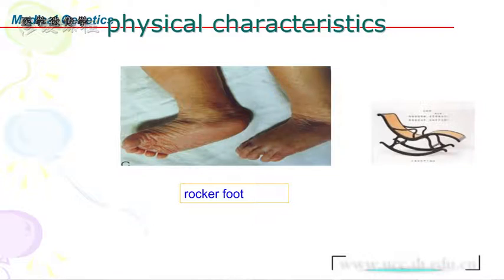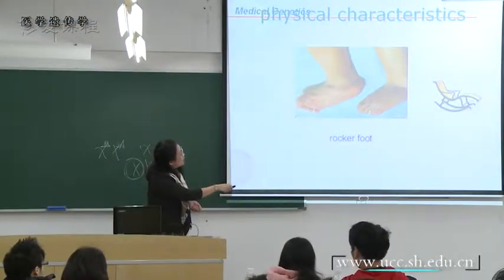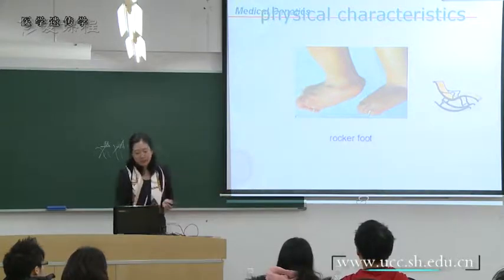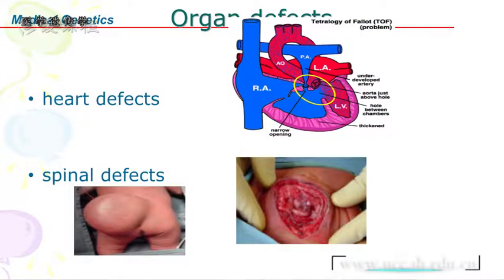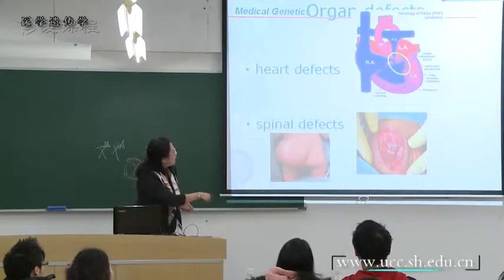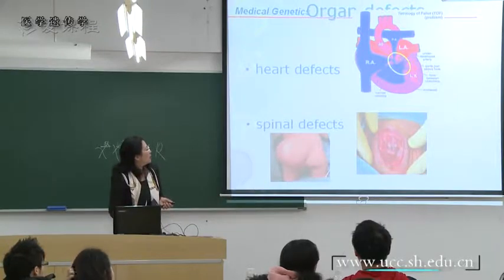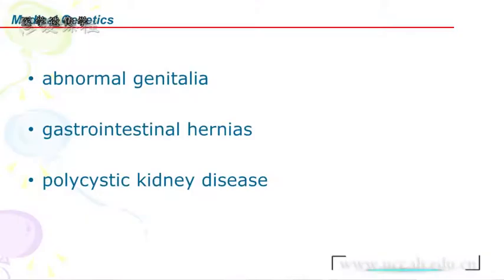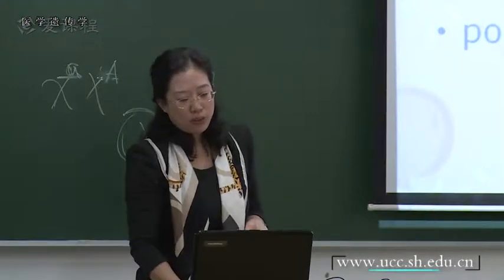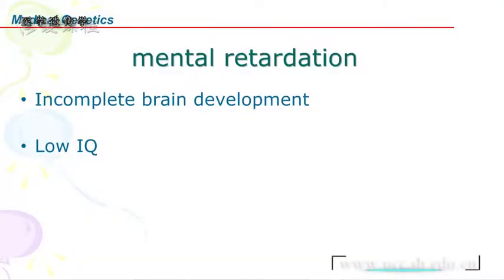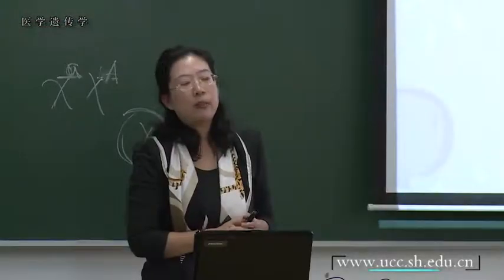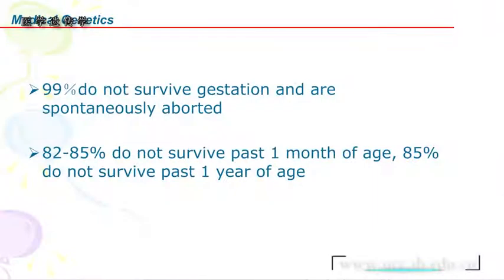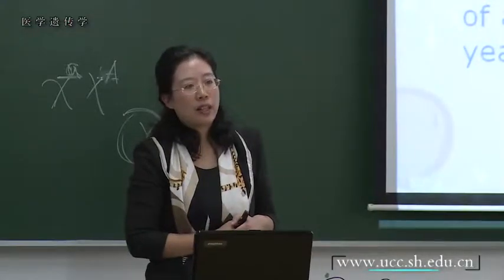Rocker bottom foot, the bottom of the foot like the chair, like this chair. Also a lot of defects. Heart defects, spinal defects like this one and that one, spina bifida, and also kidney disease and other organ defects. Mental retardation with very low IQ, incomplete brain development. So 99% cannot survive, cannot be born.